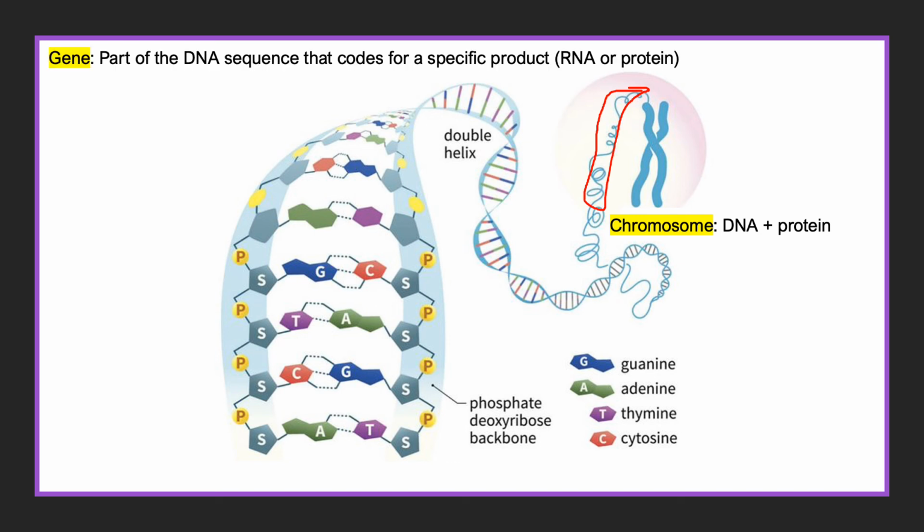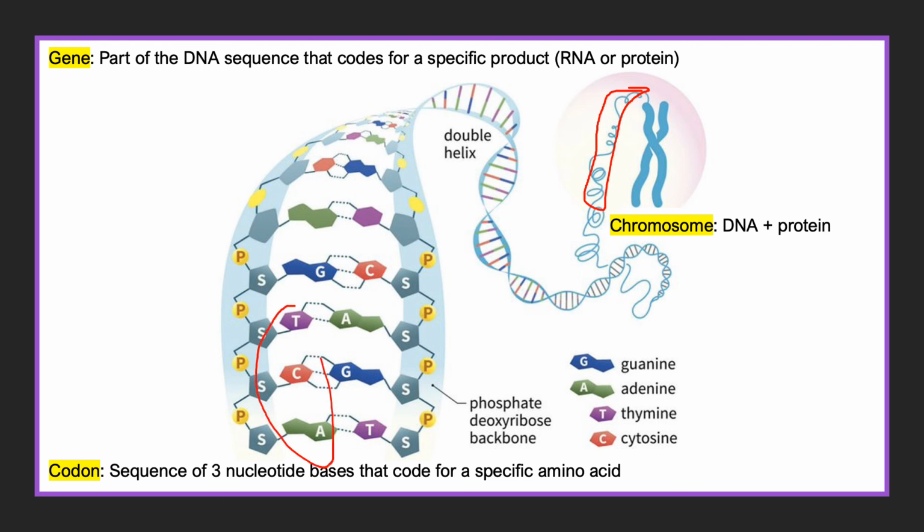An important definition to know: genes are the part of the DNA sequence that code for a specific product, so it can code for either RNA or proteins. In a gene, there are multiple codons, and a codon is a sequence of 3 bases. Like this would be a codon right here, ACT, and each codon will code for a specific amino acid.